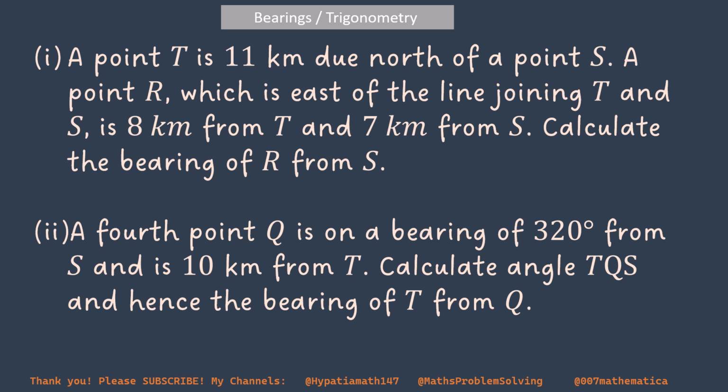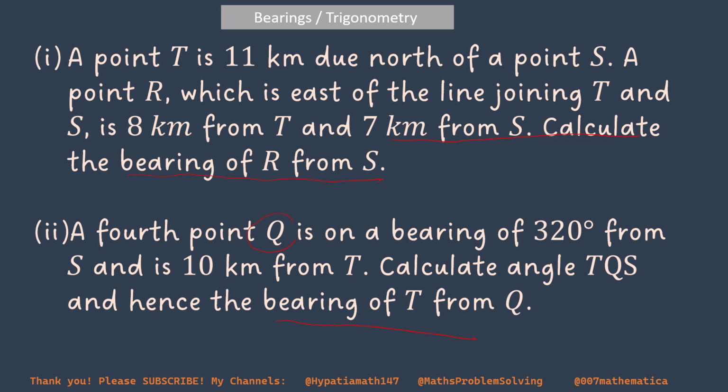A point T is 11 km due north of a point S. A point R, which is east of the line joining T and S, is 8 kilometers from T and 7 kilometers from S. We need to calculate the bearing of R from S, and then we need to find the bearing of T from Q. So another fourth point Q will be drawn, and we need to work out these bearings.